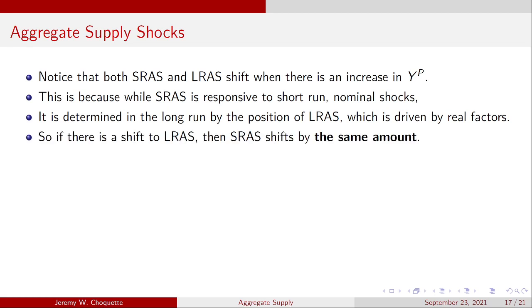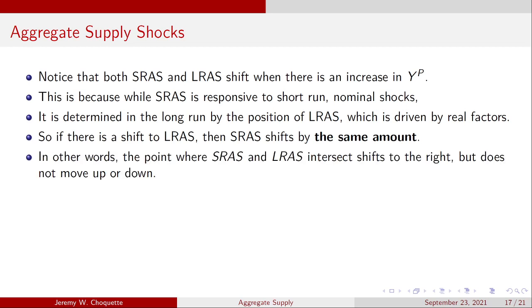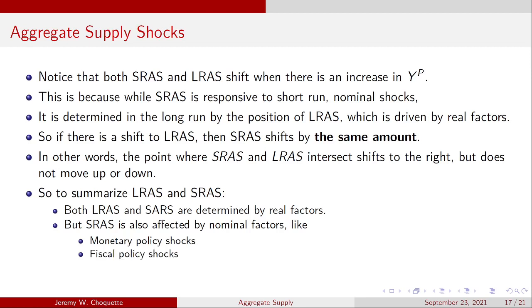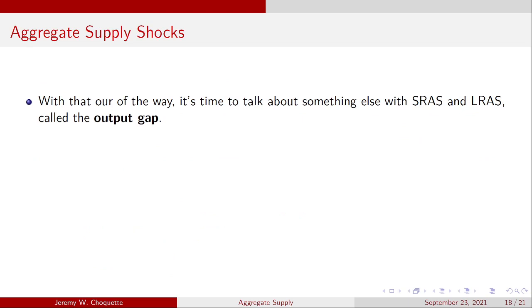So if there's a shift in long run aggregate supply, then short run aggregate supply shifts by the exact same amount. In other words, the point where the short run and long run aggregate supply curves intersect shifts to the right, but it doesn't move up or down. So to summarize long run and short run aggregate supply, both of them are determined by real factors, but short run aggregate supply can be affected by nominal factors like monetary policy shocks, fiscal shocks, and other types of aggregate demand shocks.